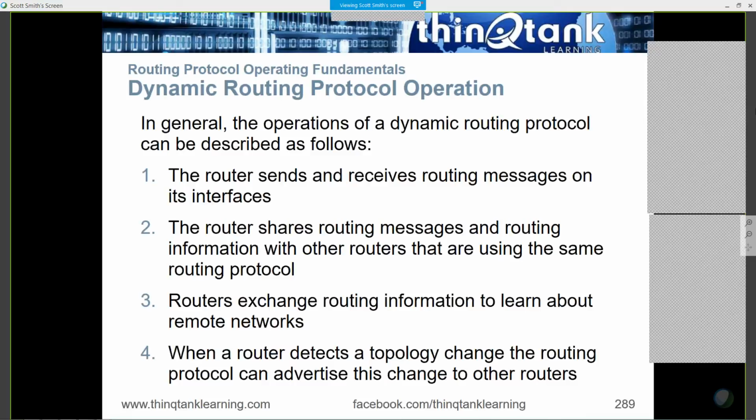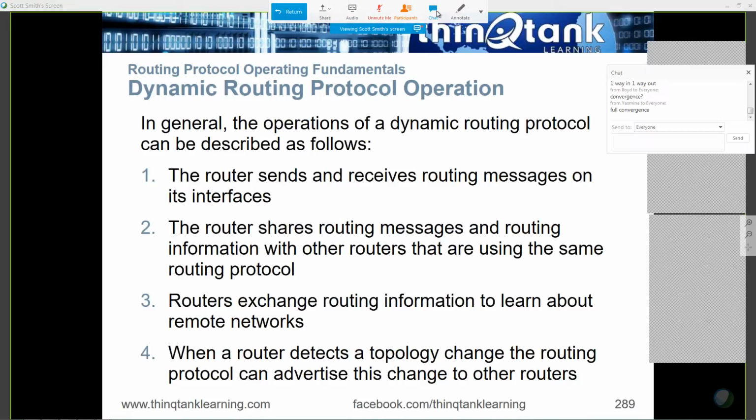We use the term convergence kind of loosely in networking. A converged network architecture is a network that runs voice, video, and data. But convergence, we'll see convergence when we talk about spanning tree. We see convergence when we talk about BGP. We see convergence when we talk about routing protocols. The concept of convergence is how long does it take, when a change occurs in the topology, for everybody to be aware of that particular change. That is our convergence process.